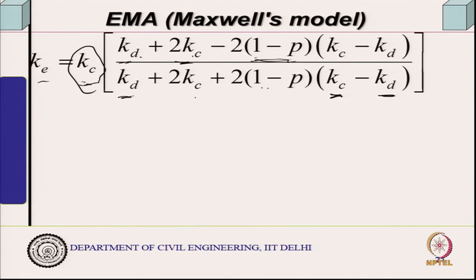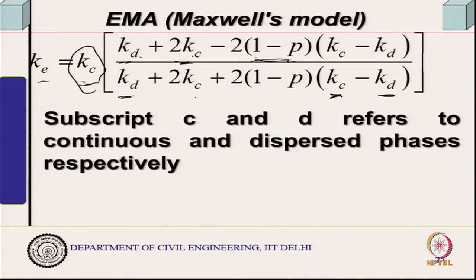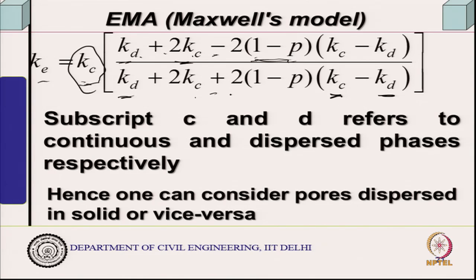No, there is something wrong, because this will become 1. Subscripts C and D refer to continuous and dispersed phases respectively, because there are sign differences. So here the minus is fine, and this one is plus. Hence, one can consider pores as the dispersed phase in solid, and that is how the equation will be: this is plus, this is minus. You can see that this will be some proportion of Kc.